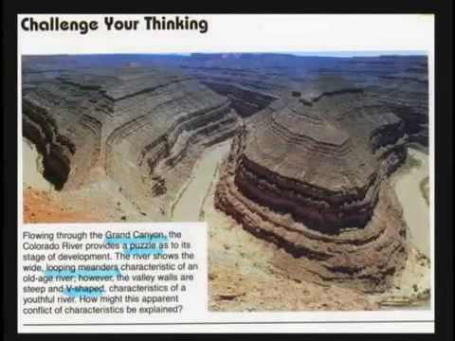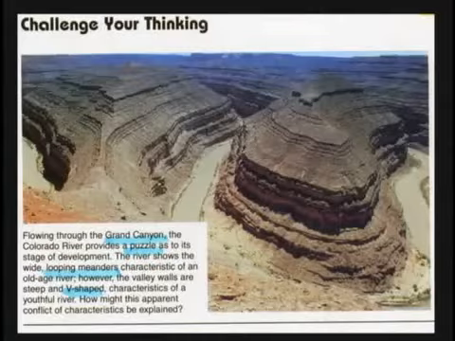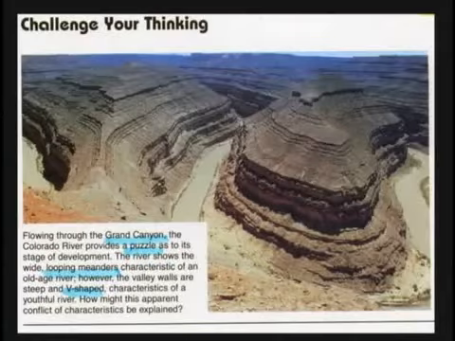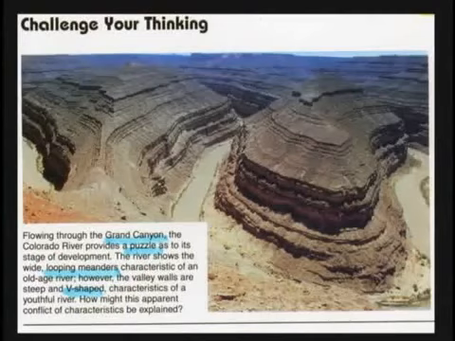You can tell things about the history of the river a little bit by the shape of the river. This textbook says, flowing through the Grand Canyon, the Colorado River provides a puzzle as to its stage of development. The river shows the wide looping meanders characteristic of an old age river. However, the valley walls are steep and V-shaped, characteristic of a youthful river. How might this apparent conflict of characteristics be explained?